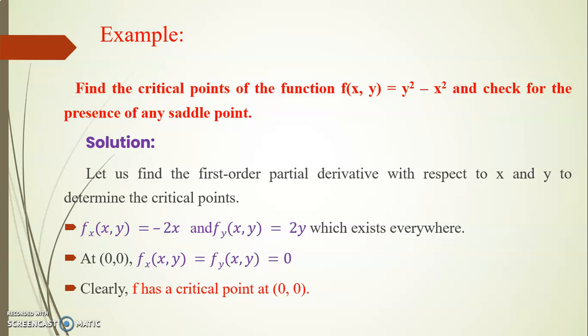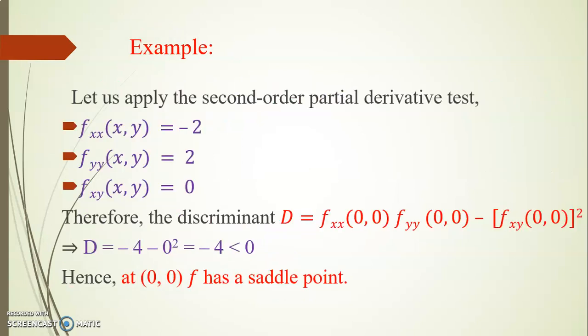Let us find the first order partial derivative with respect to x and y to determine the critical points. Here fx of x comma y is equal to minus 2x and fy of x comma y is equal to 2y, which exists everywhere. At the point 0, 0, fx of x comma y and fy of x comma y becomes 0. Then clearly f has a critical point at 0, 0.